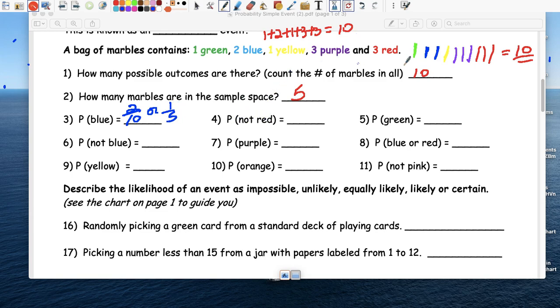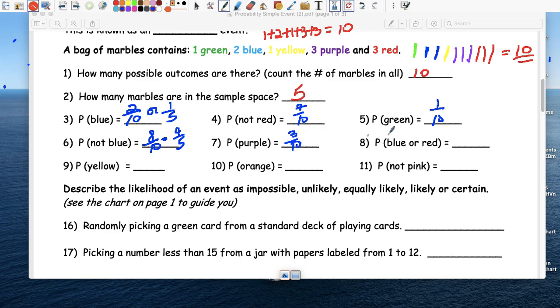Not red. Not red would be green, blue, yellow, and purple. So 1, 2, 3, 4, 5, 6, 7 out of 10. Probability of green, 1 out of 10. Right? There's only one green. Not blue. Not blue is green, yellow, purple, and red. So 1, 2, 3, 4, 5, 6, 7, 8. 8 out of 10. If you simplify, you get 4/5. Purple, 3 out of 10.